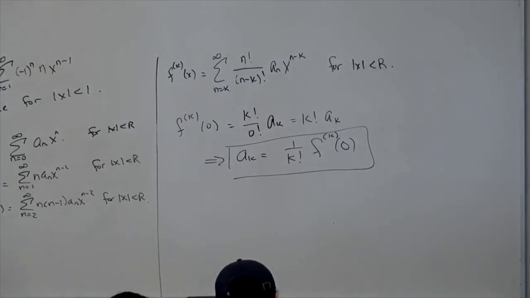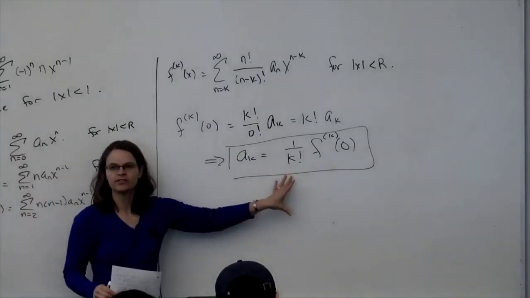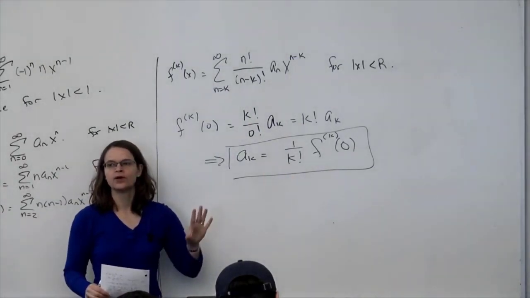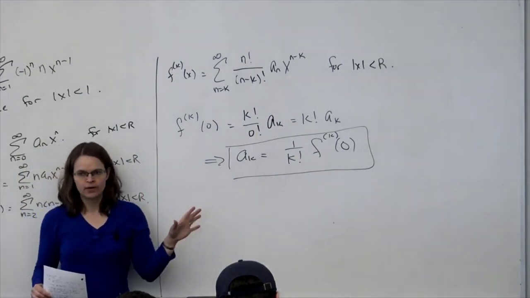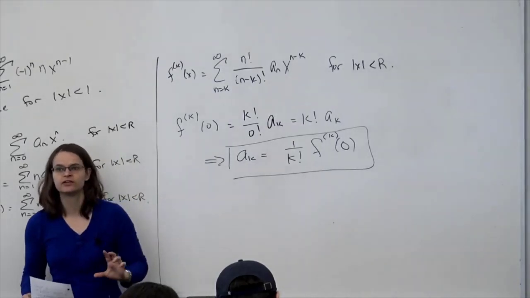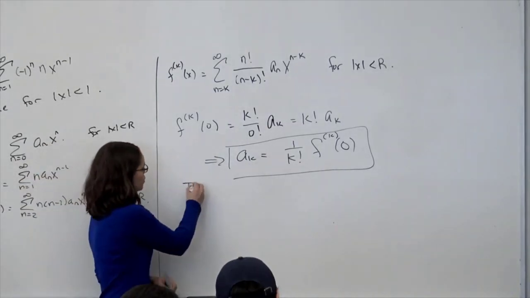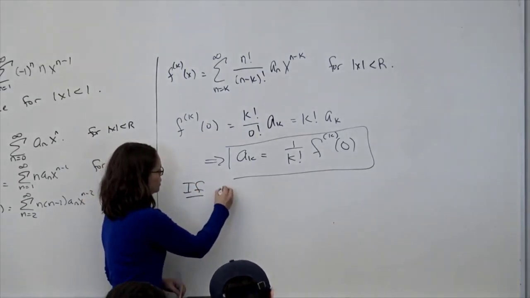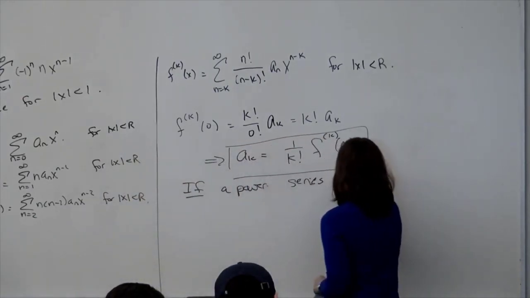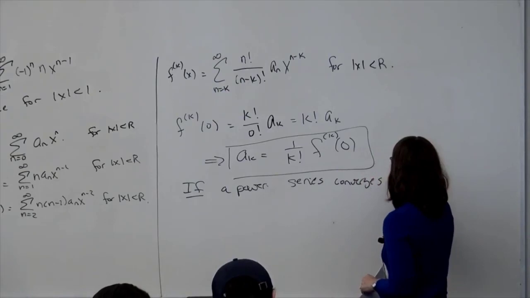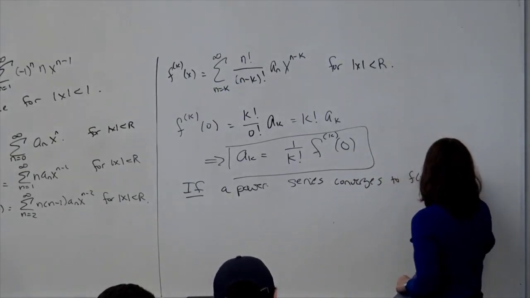And this should look familiar. We've seen terms that look like this before when we did finite series. We did Taylor series with a finite number of terms, and all of the coefficients look exactly like this. But we had to stop at some point. Now we know if we want to go to infinity, if we want to take an actual infinite series, if we have a power series that converges to our function, then it is the Taylor series. So, if a power series converges to f, then it must be the Taylor series.